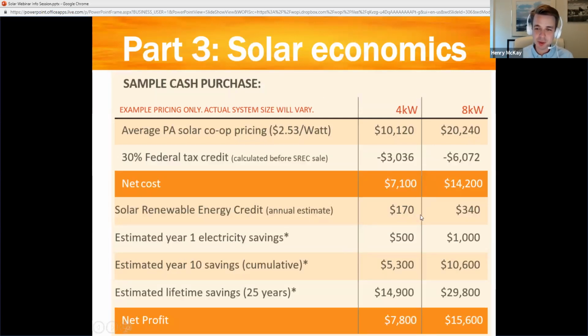And then with a smaller system, you can see your net profit is smaller, but of course your net upfront cost is smaller as well. So that is really just addressing the electricity savings that come from going solar.